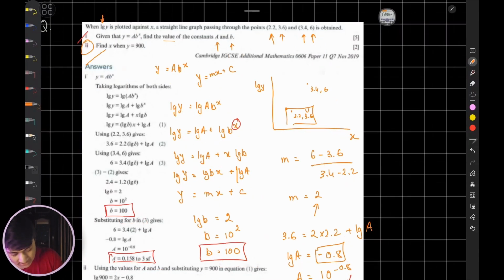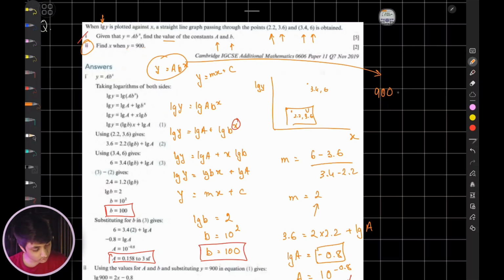Now for part 2, they're saying find x when y is equal to 900. So they've given you the y value and they're asking you to find the x value. Now there are two ways to do this. You can use the main equation without linearizing it, although you would eventually have to linearize it because you want to find x. Ultimately, at the end of the day, you would have to use this formula. If I give the example of using this directly, you know the a and b values by now. So they're giving you 900 as the y value, right?